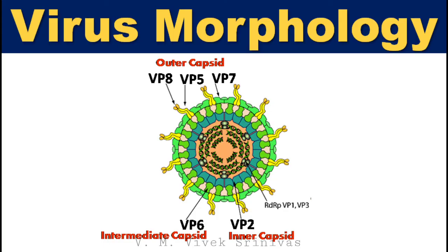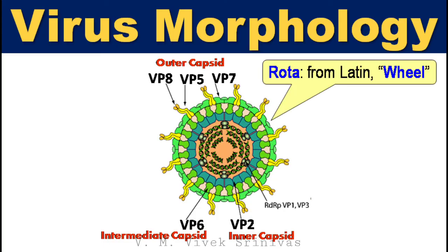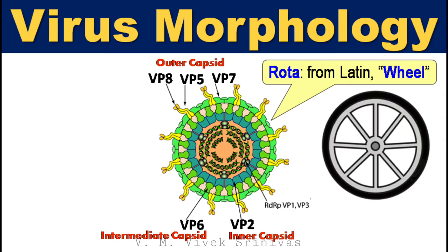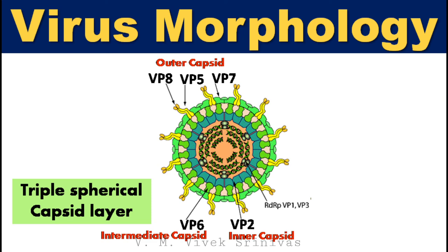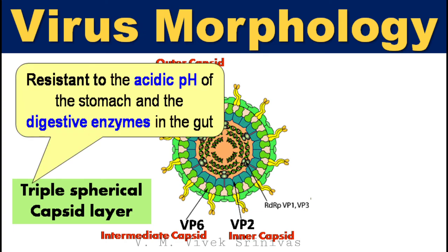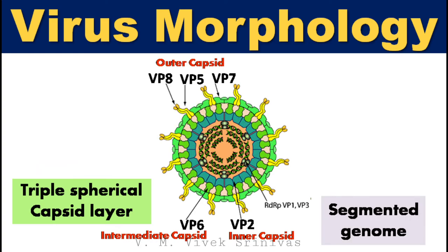Virus morphology. The word rota, from Latin, means wheel. The virus possesses a wheel-shaped morphology. This virus possesses a triple spherical capsid, layered one over the other: outer capsid, intermediate, and inner capsid. So this triple capsid makes the virus resistant to the acidic pH of the stomach and to the digestive enzymes in the gut. This triple capsid encases a segmented genome.